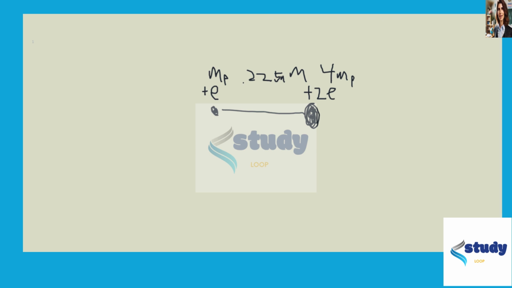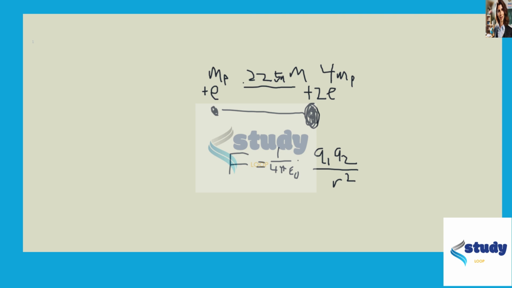So we're told to calculate the maximum acceleration and velocity of each of the particles after they're released from each other this distance apart. So the first thing that you should think of as a relevant equation is the force between two charged particles. That is 1 over 4 pi epsilon naught times the product of their charges divided by their distance squared.